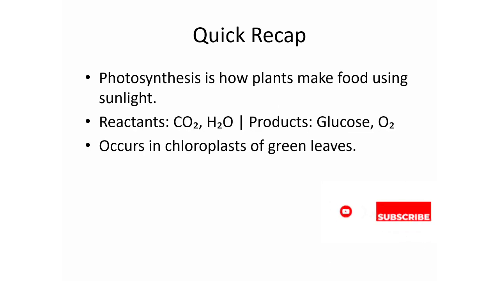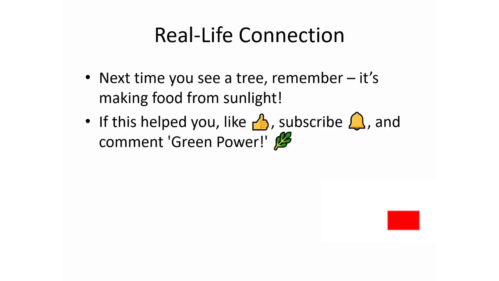Okay. A quick recap: photosynthesis is a process of how plants make food using sunlight. The major reactants required in the process of photosynthesis are carbon dioxide and water. The products formed are glucose, which is stored in the plants, and oxygen, which is released back into the environment for living organisms. It occurs in the chloroplast of green leaves. These are the important points to remember.